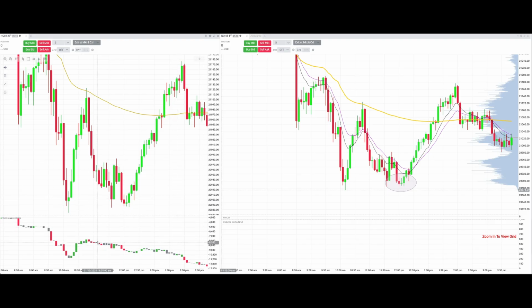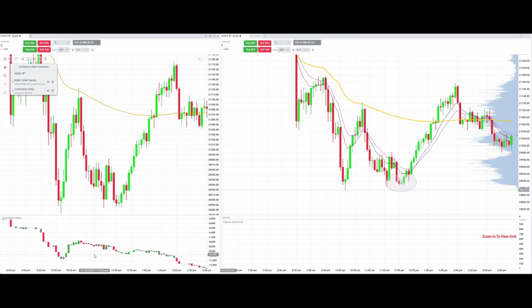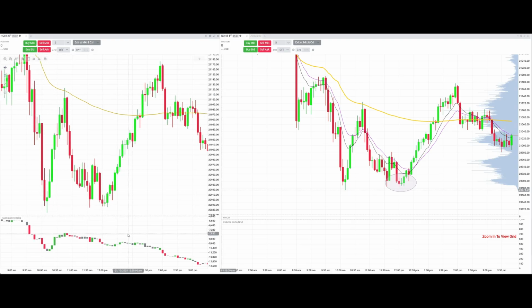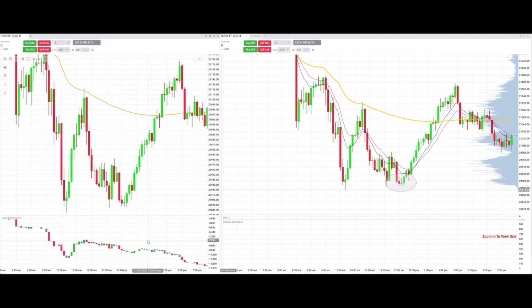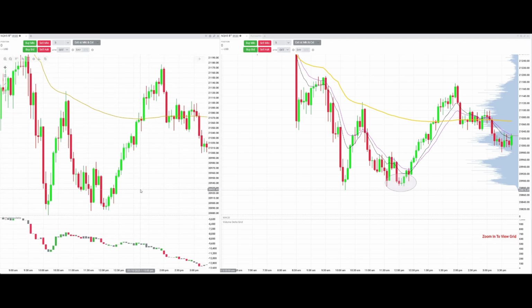On the left side of the screen here, you'll notice the cumulative delta, which is just the indicator below the VWAP. It just says cumulative delta, and that's what's reflected at the bottom of this screen. And all the delta represents is the difference between the bid and the ask.